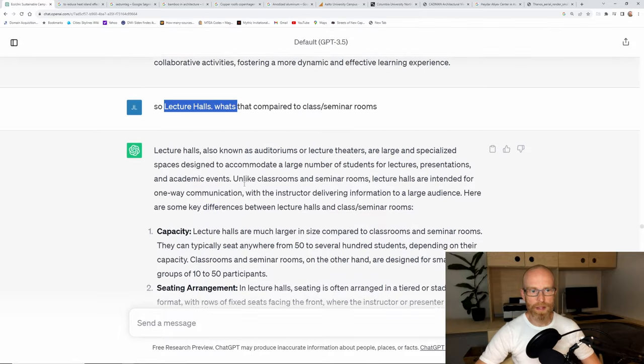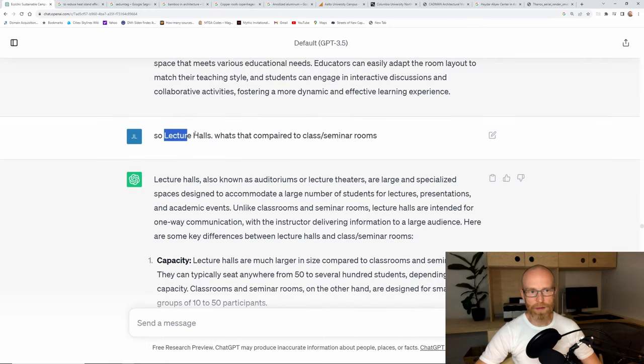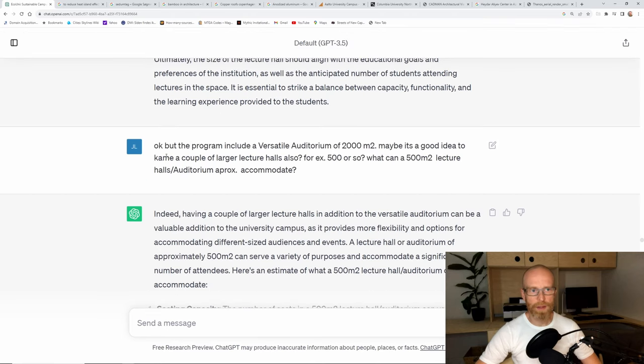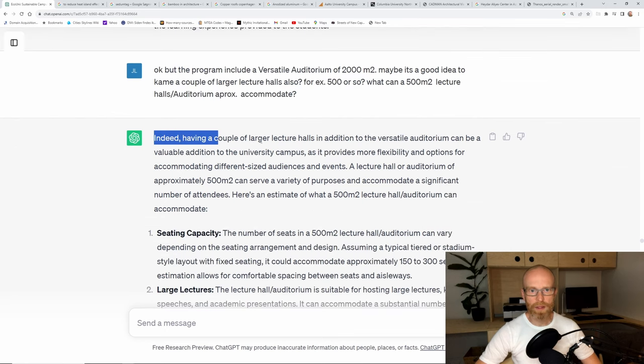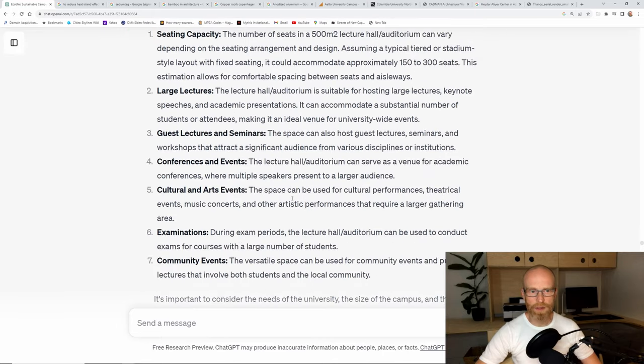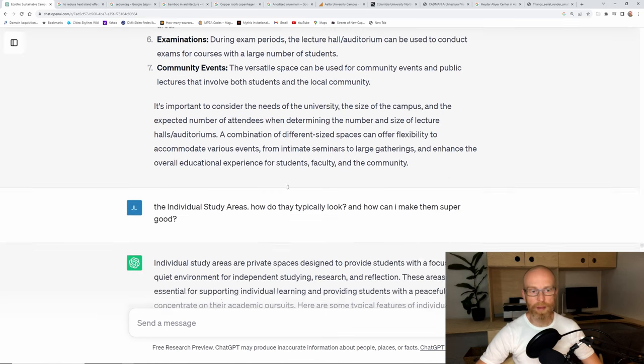Here it's what are lecture halls, and it's a discussion about what we have to make in these lecture halls. It's basically a low-key auditorium. For example, here, okay, the program includes a versatile auditorium of 2,000 square meters. Maybe it's a good idea to come up with a couple of larger lecture halls as well, for example, 500 square meters or so. And ChatGPT just wrote, indeed, it's good to have these flexible capabilities in a university. So that's also a thing that we incorporated into our space programming.